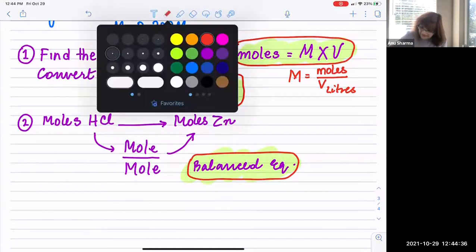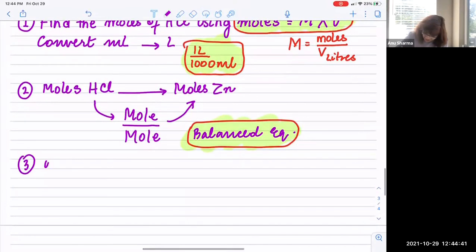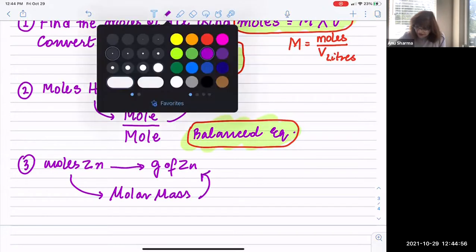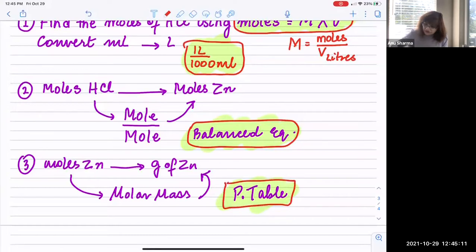All right, next is the third step. Once you get the moles of zinc, convert them to the grams of zinc. How do you do that? Using the molar mass of zinc. For that, you've already done that in your previous chapter: you're going to look at the periodic table to get the molar mass. So these are the different steps that you are going to follow to solve this problem. Okay, let's do this now.